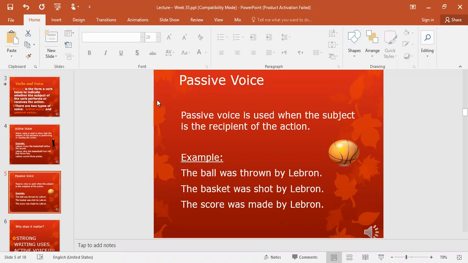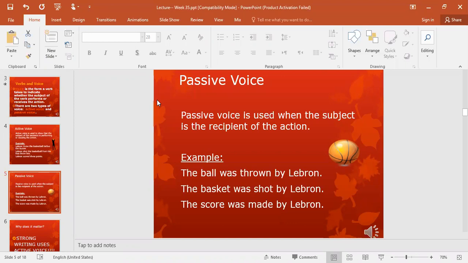If I said, for example, the teacher explained the grammar lesson, who would change it to the passive voice? Can you repeat the question? If I said the teacher explained the grammar lesson, who would change it to the passive voice? The grammar lesson was explained by the teacher. Excellent, excellent. The grammar lesson was explained by the teacher. That's it.